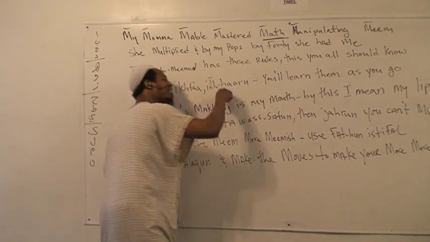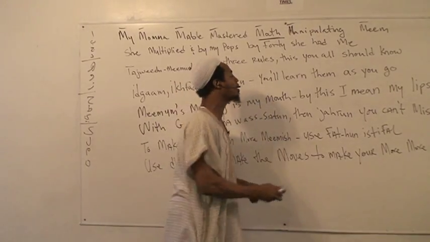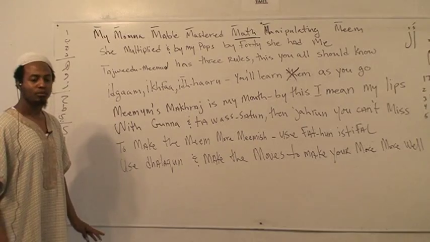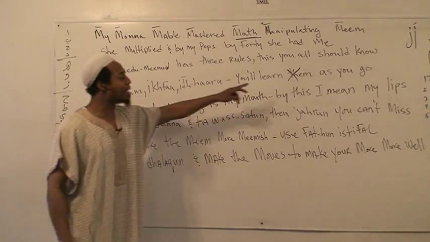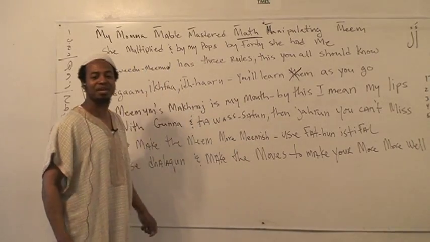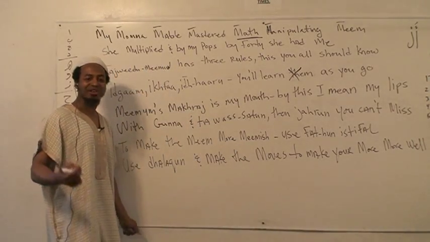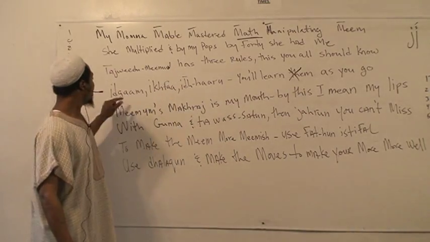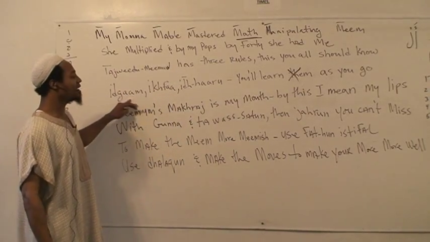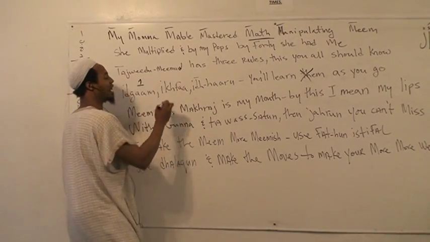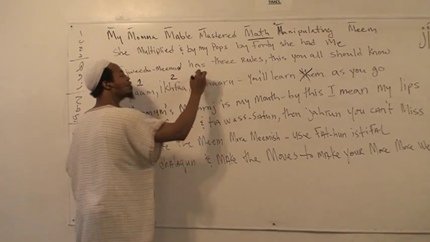Idgham, Ikhfa, Idharu, you'll learn them as you go. You should say you learn them as you go. That's what it says. You'll learn them as you go because it's going to the makhraj of MEEM. Get it? You learn the MEEM sound as you go. So Idgham is a rule in Tajweed. This is the first rule that he's showing that you're going to have. Ikhfa is the second rule, and Idhar.